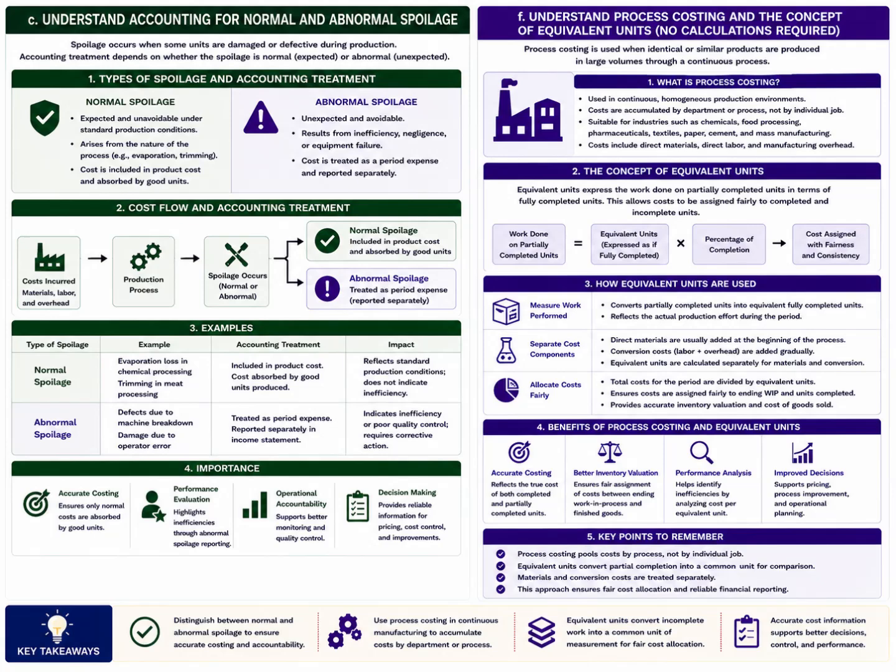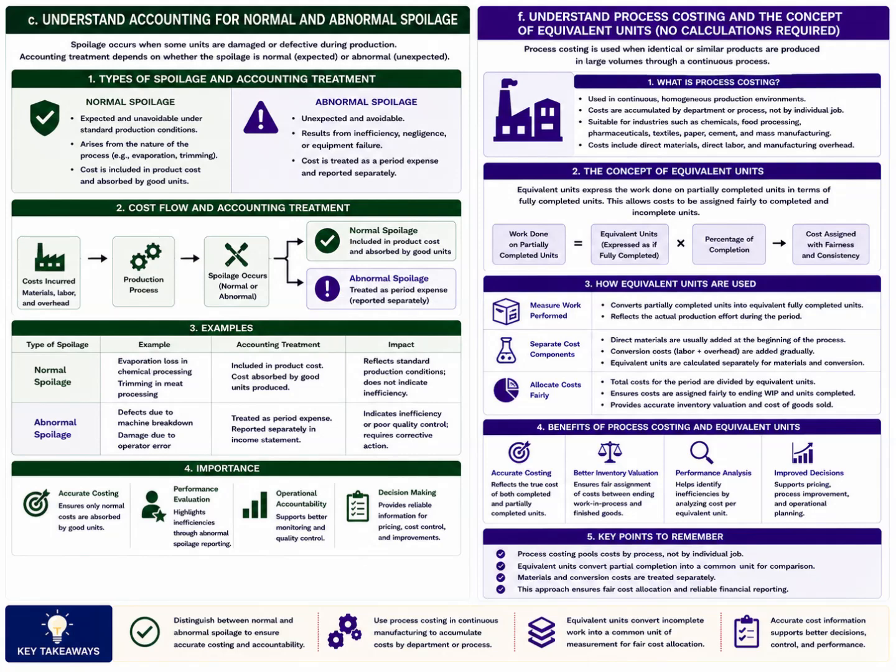Costs are accumulated by department or process rather than by individual job, making it appropriate for industries such as chemicals, food processing, or mass manufacturing. Equivalent units convert partially completed units into fully completed units. This concept allows organizations to measure work done during a period by expressing incomplete production in terms of completed units.